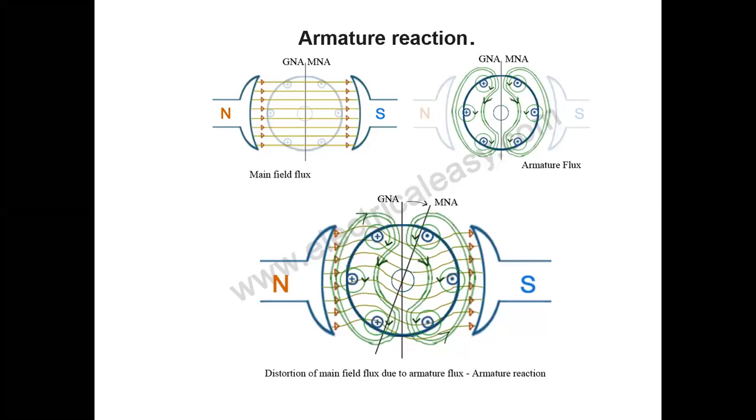The brushes are lying on the magnetic neutral axis. What is MNA? The magnetic neutral axis is the axis along which no EMF is produced in the armature conductors.